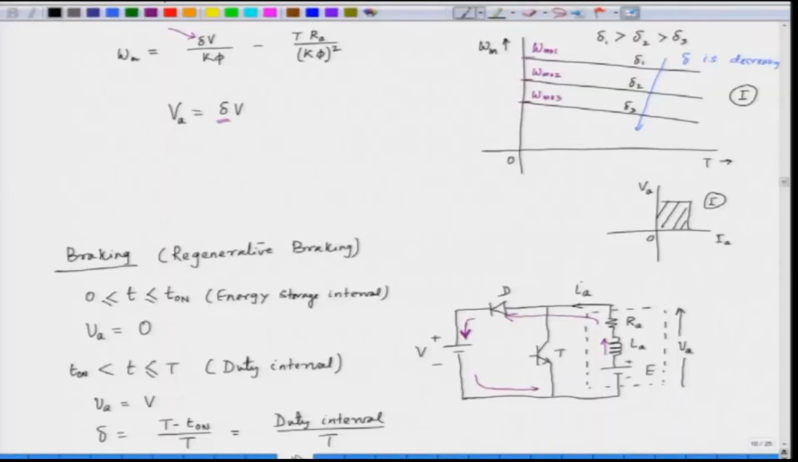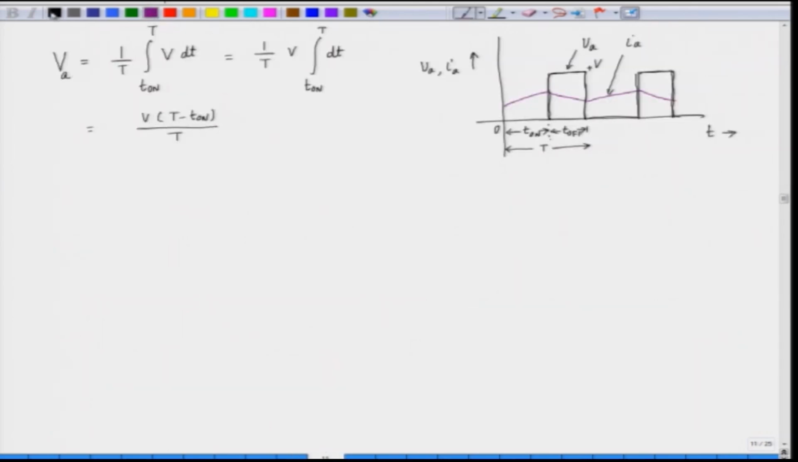Now, we know that (T minus T on) by capital T is the duty ratio that we already defined in the previous discussion. So, this is the duty interval that we already defined. We can rewrite this as delta into V, that is all. So, this is the armature voltage, which can be varied by controlling the duty cycle or duty ratio.